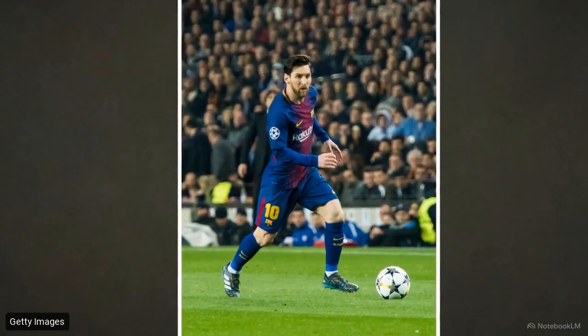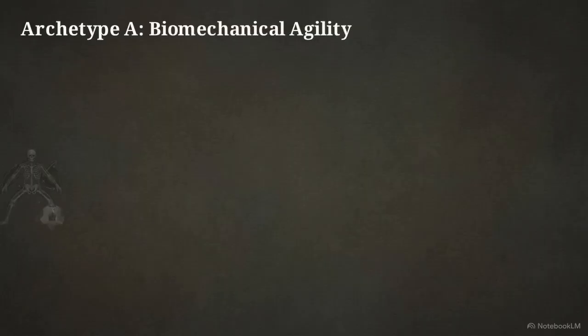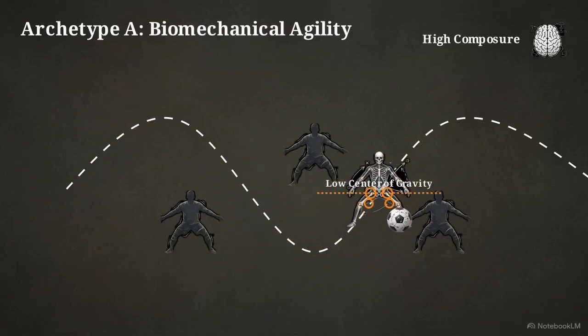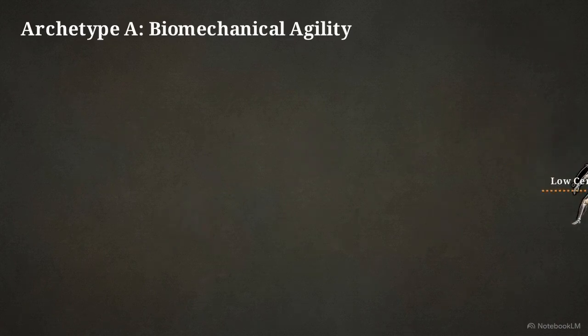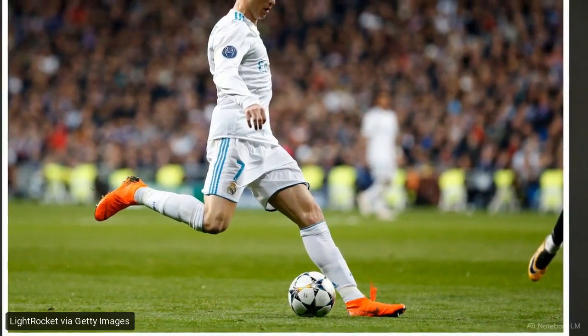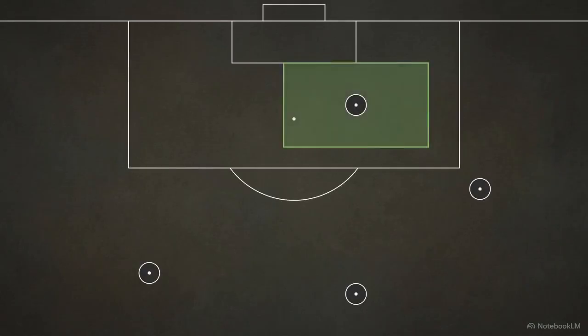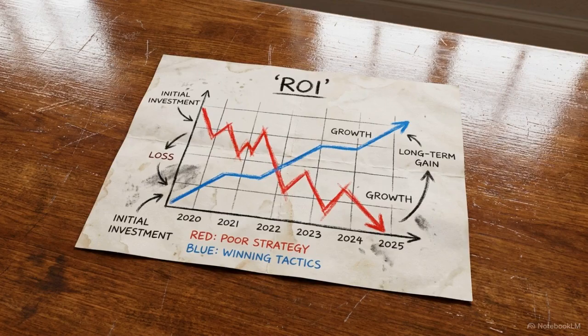Look at the posture here, the extremely low center of gravity and the tight ball control. This player relies heavily on unique biomechanical agility to physically beat defenders on deep-lying runs. Then we have Archetype B, the optimized finisher. Notice the striking motion and physical framing. This alternative model ignores deep dribbling and instead focuses on off-ball spatial positioning, integrating into a broader team system, and pure penalty box efficiency. For a coach building a team or a player mapping their development, the choice comes down to the long-term return on investment for each style.